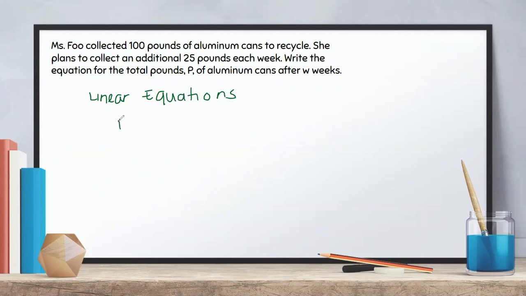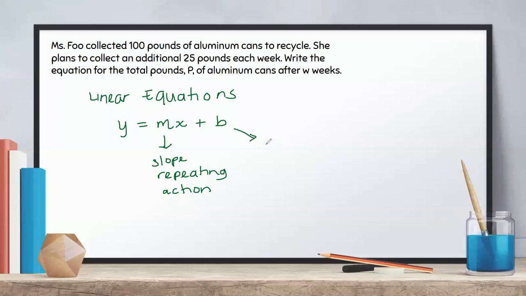And we know linear equations normally look like y equals mx plus b. And we know that m, that's our slope, that's the repeating action. And we know b is our y-intercept, which is our one-time action. So going back to the question, I'm just going to reread it and look for the actions that are repeating and the action that's happening one time.